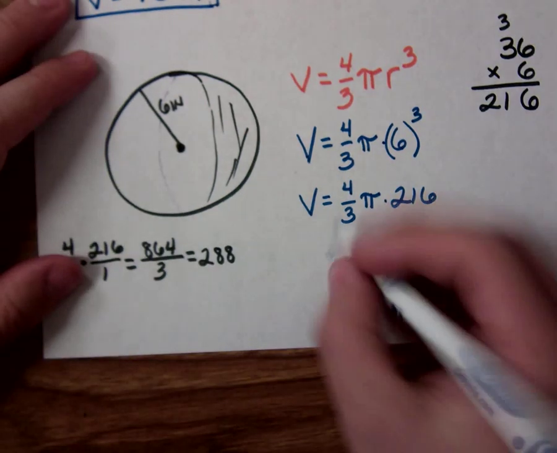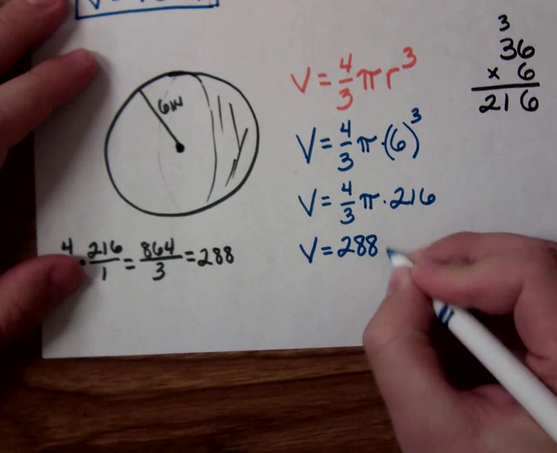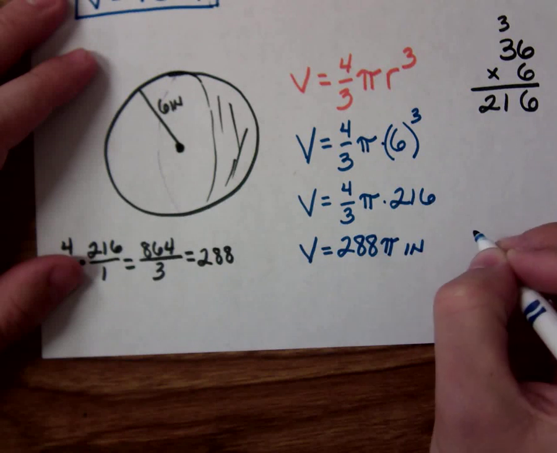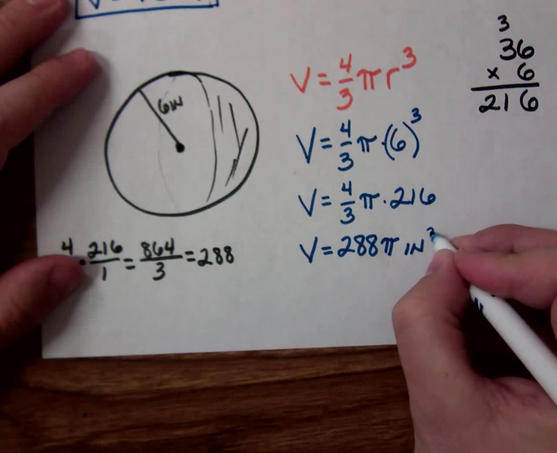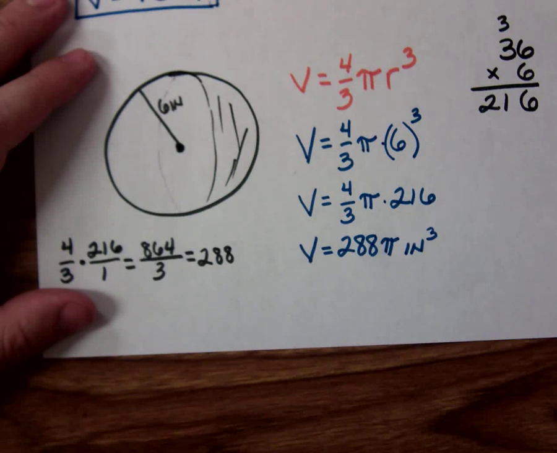Back to my problem then. The exact answer is 288 pi inches. You got the 3. I did forget: inches cubed. Good job. That is the exact answer.